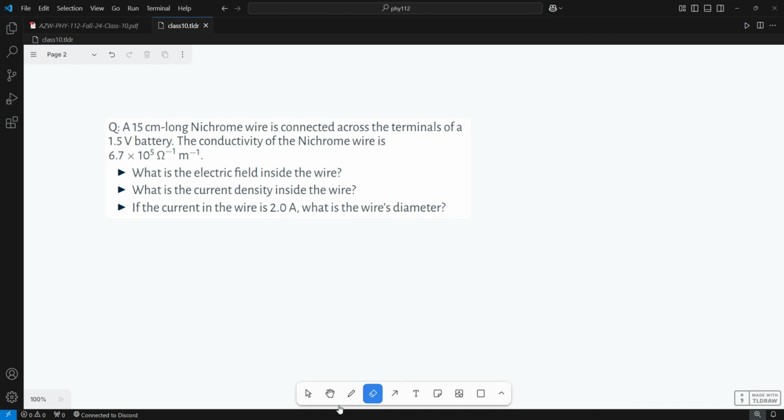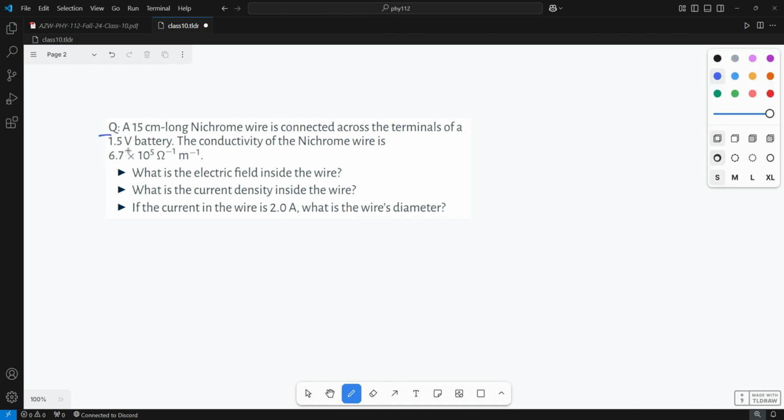So if we move on to the next question, here it is said that a 15 centimeter long nichrome wire is connected across the terminals of a 1.5 volt battery. The conductivity of the nichrome wire is 6.7 into 10 to the power 5 per ohm per meter. So you have to find the electric field inside the wire. We know that E is equal to delta V by L. So we have delta V, we have L. You have to convert it into meter first and then find the electric field.